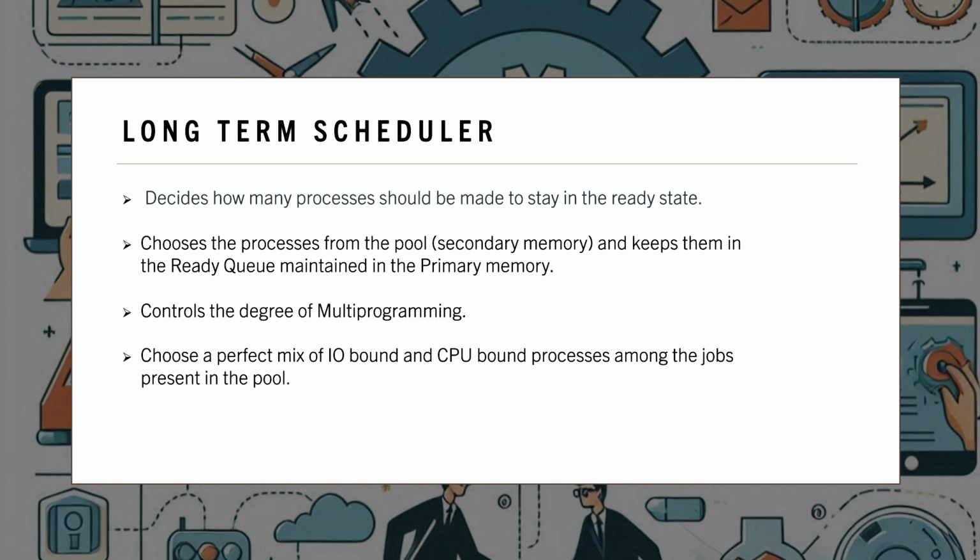The first one is the long-term scheduler. This decides how many processes should be made to stay in the ready state. It chooses the processes from the pool of processes in the secondary memory and keeps them in the ready queue, maintained in the primary memory. It controls the degree of multiprogramming. And lastly, it chooses a perfect mix of input-output bound processes and CPU bound processes among the jobs present in the pool.